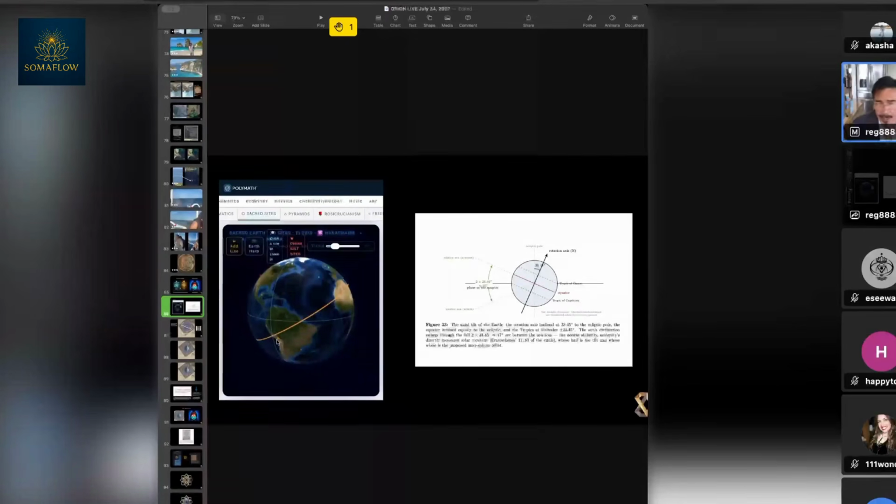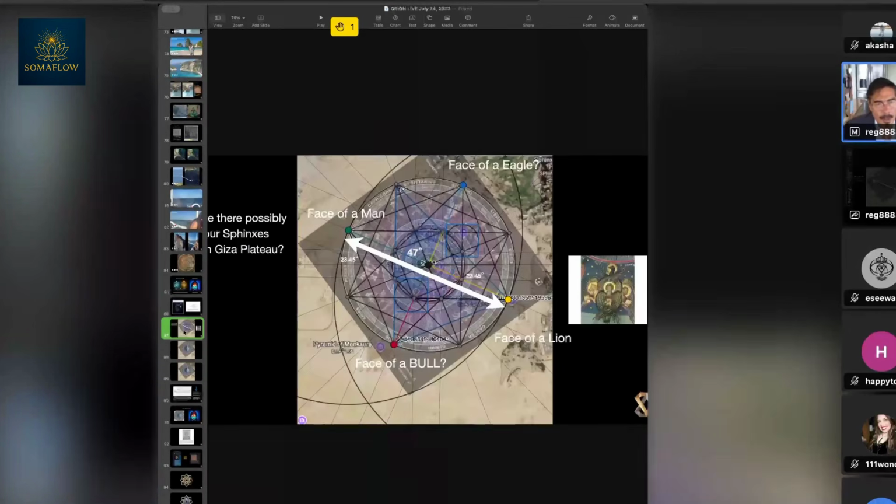Now, many people believe that the original tilt of the Earth prior to the last pole shift was 7 degrees. And if that's the case, then there would have been a time that the Nazca line could have conceivably been the equator. Now, this is the location of the new Sphinx.